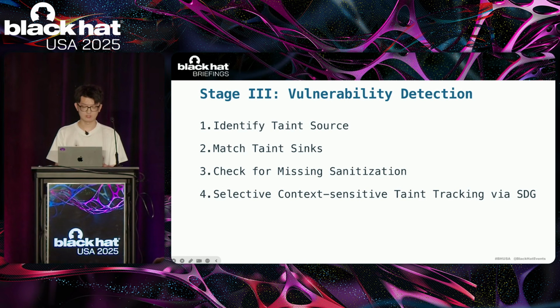Now that we have this graph, how do we find bugs? We follow four simple steps. First, treat user-facing API parameters as taint sources. Second, follow how taint spreads across services and across functions. Third, check if taint reaches sensitive operations like eval or file writes. And fourth, see if the data was sanitized on the way. If not, we report it as a vulnerability.